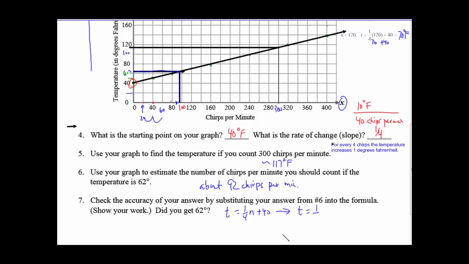T equals 1/4 of 92 plus 40 gives us a degrees Fahrenheit. When we take 92 divided by 4, add 40, we get 63 degrees. So we are close. All right, next page.